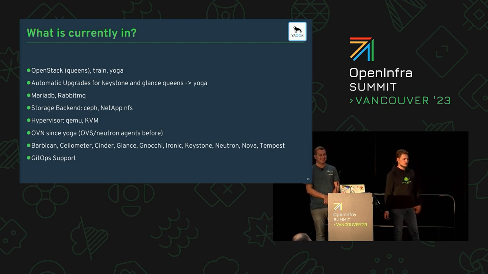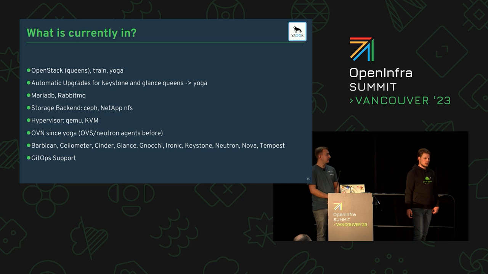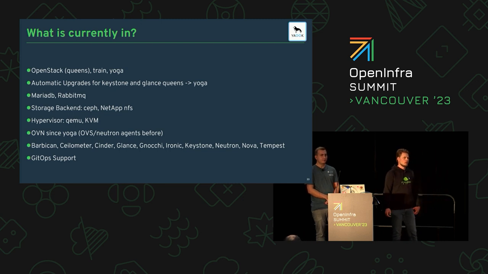Storage backends currently supported are Ceph and NetApp, and that's a bit tricky. With the Yoga release, we switched to the OVN network setup; before, we used Neutron agents with OVS. And we are also GitOps ready.